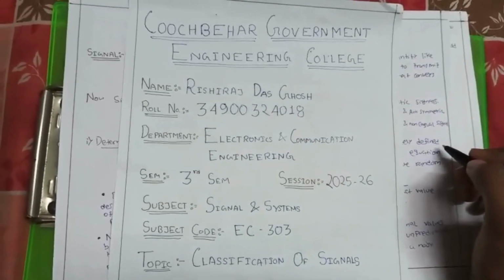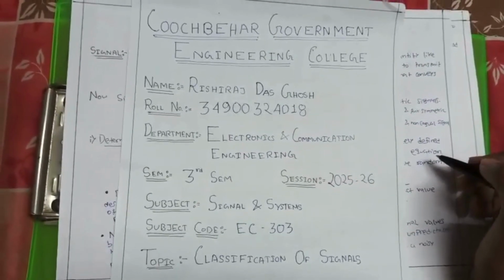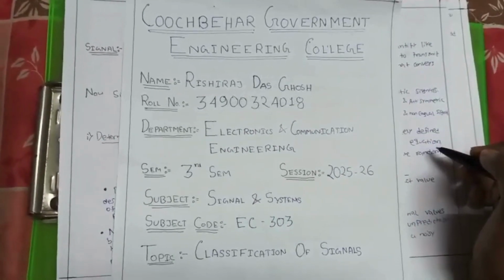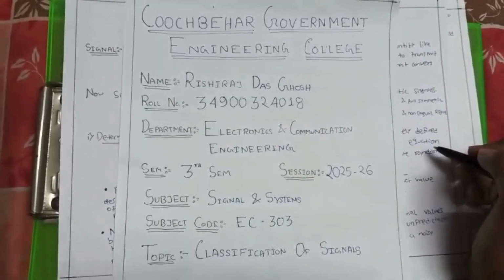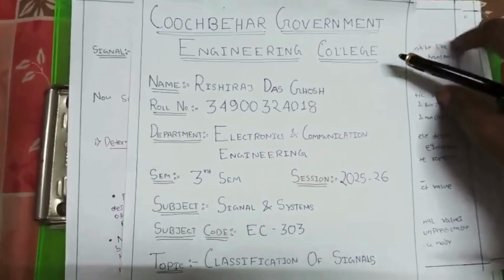Today we are going deep into classification of signals, but not just the basic definitions. We are going to see both continuous time and discrete time versions for each type. So without wasting any more time, let's start.